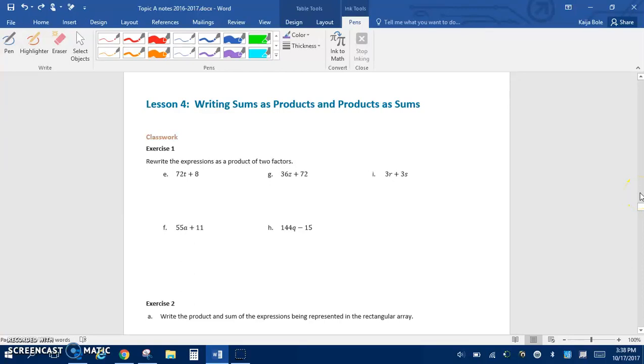Alright, here we are on lesson 4, writing sums as products and products as sums. So the first thing we're going to work on here, it says rewrite the expression as a product of two factors, okay? So this keyword here is factors. For this, we are going to be using the GCF, alright? And we are using the GCF to factor out something, alright? So you can write yourself a note, this is like factoring out using the GCF.